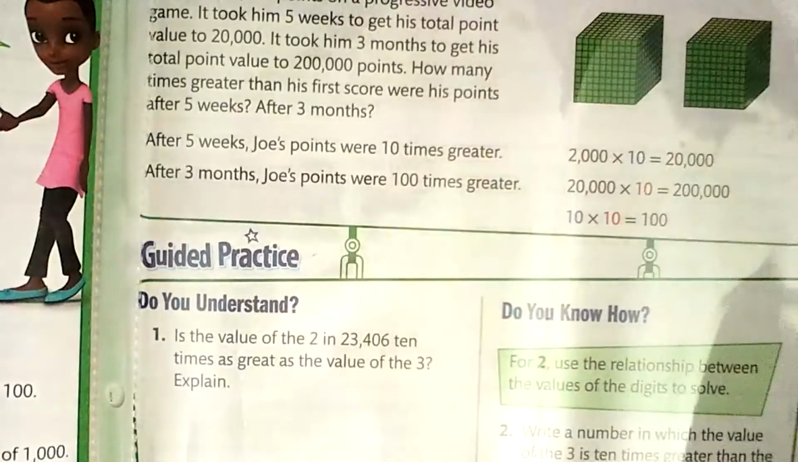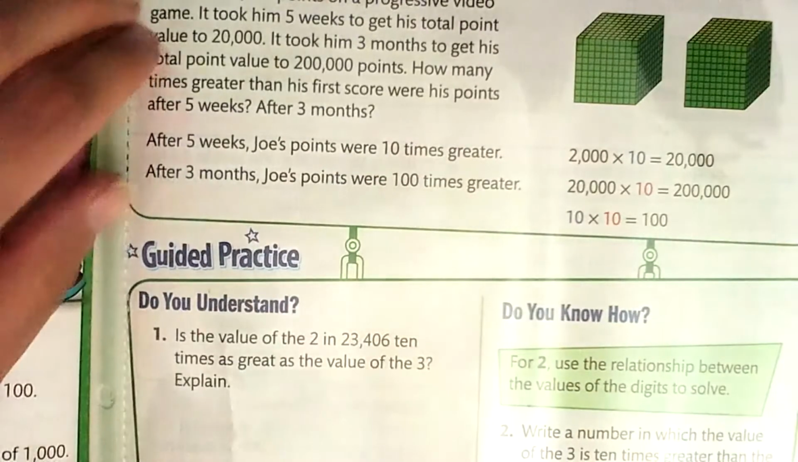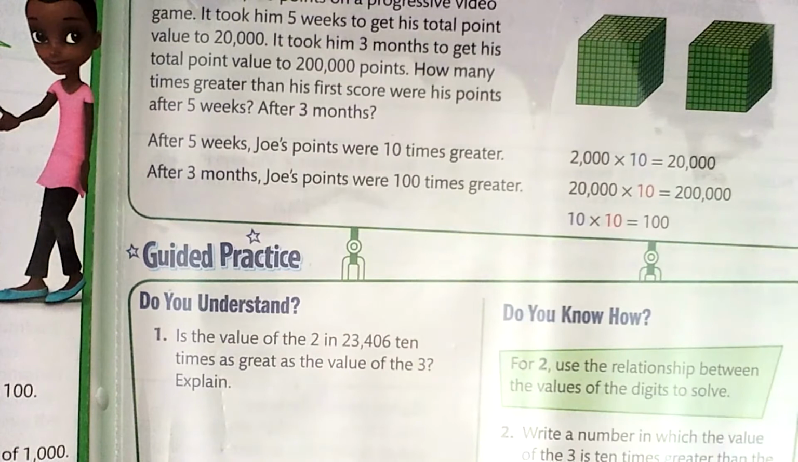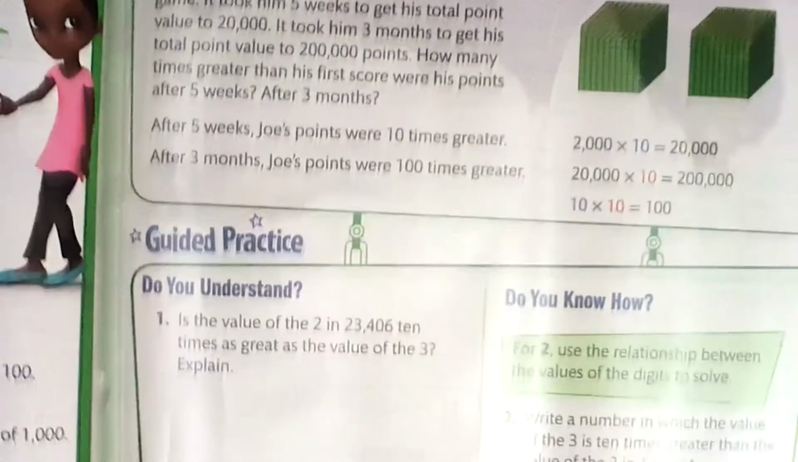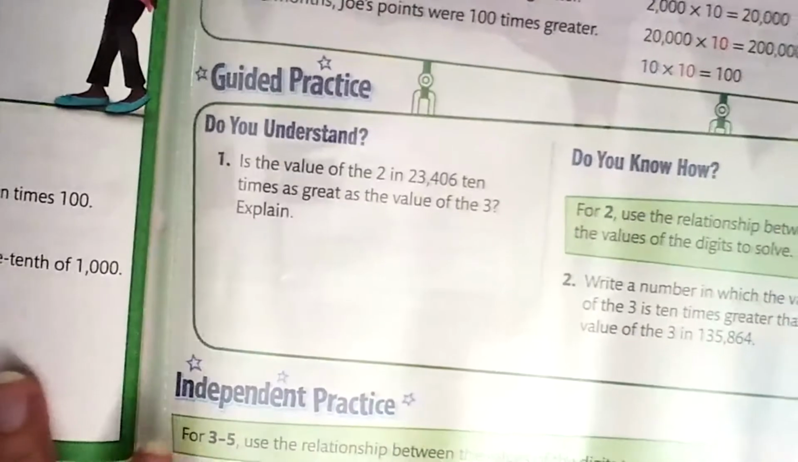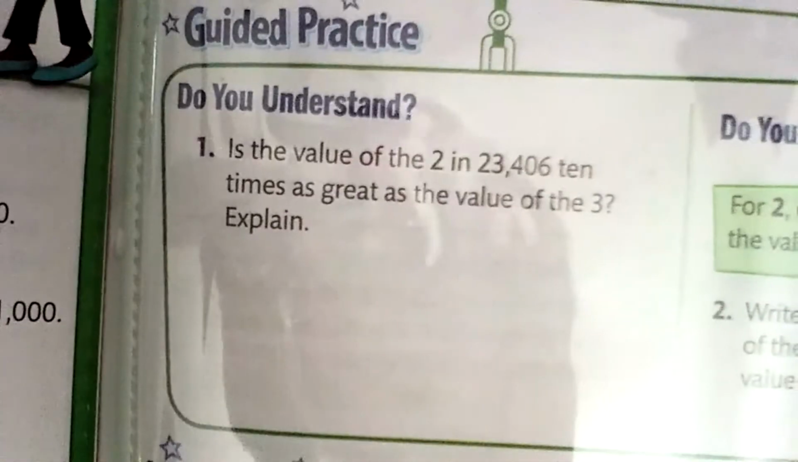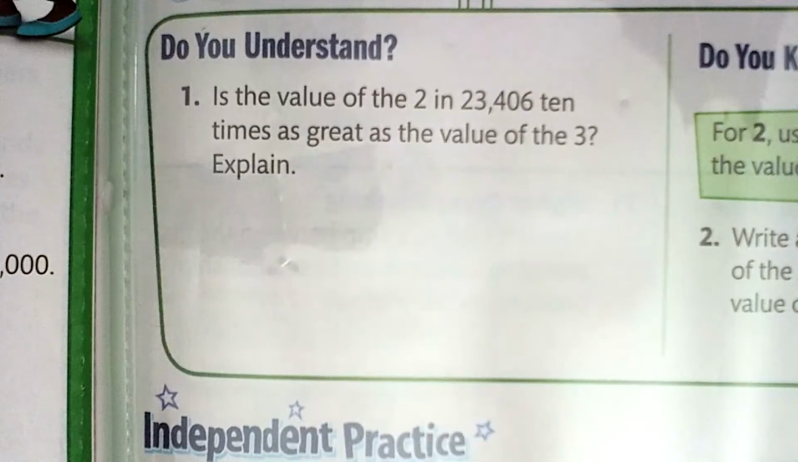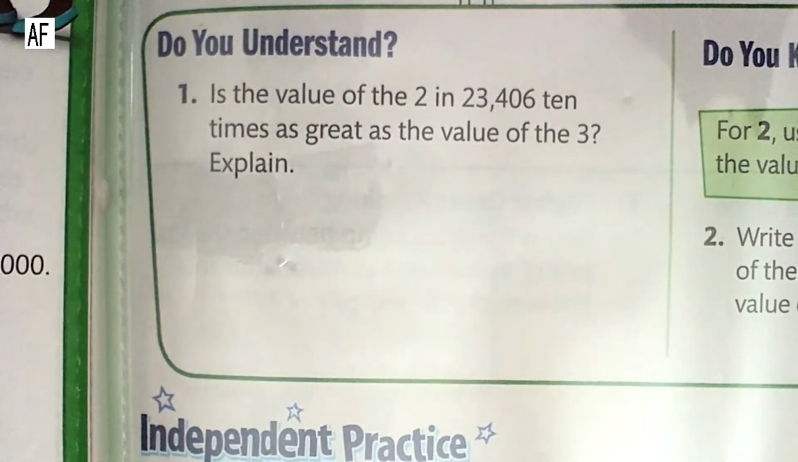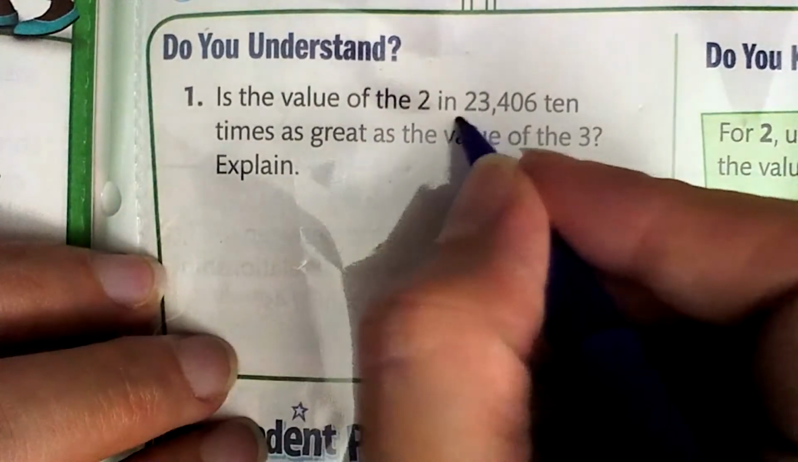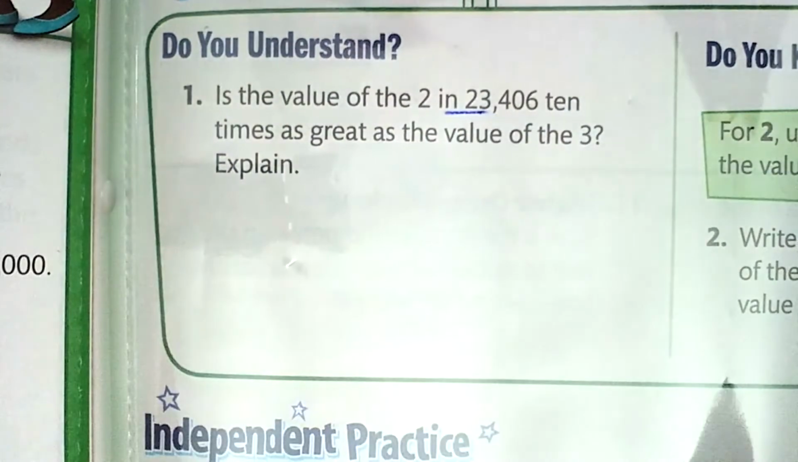So let's go ahead and take a look at our guided practice questions over here. Now it says, is the value of the 2 in 23,406 10 times greater than the value of the 3? Explain. So let's take a close look at these digits and not look at the digit itself, but look at what the value of that digit is. So where is it when we're thinking about place value? What is the value of that digit?